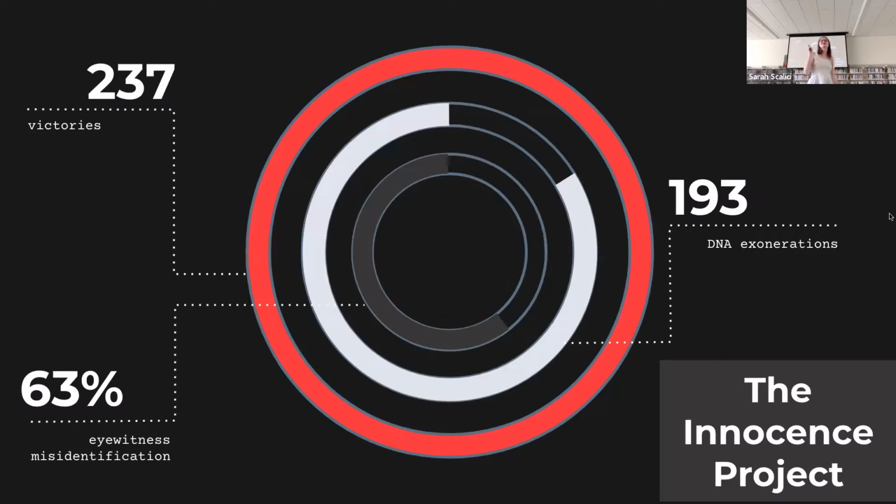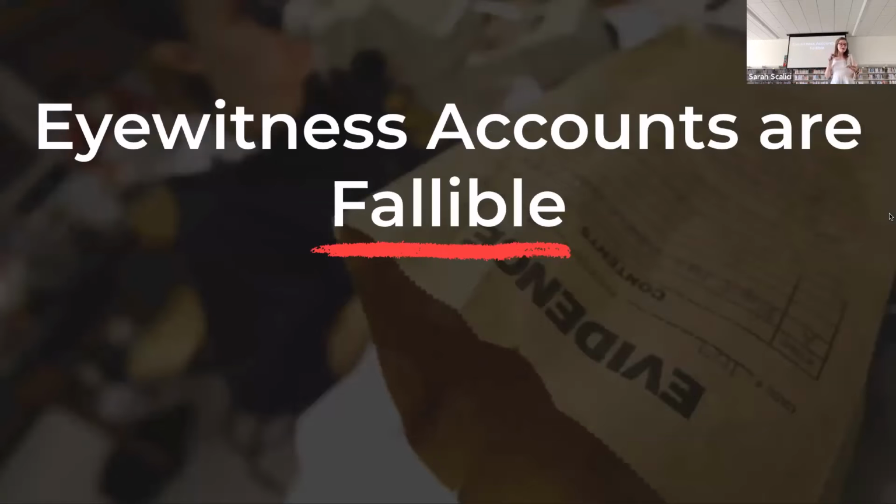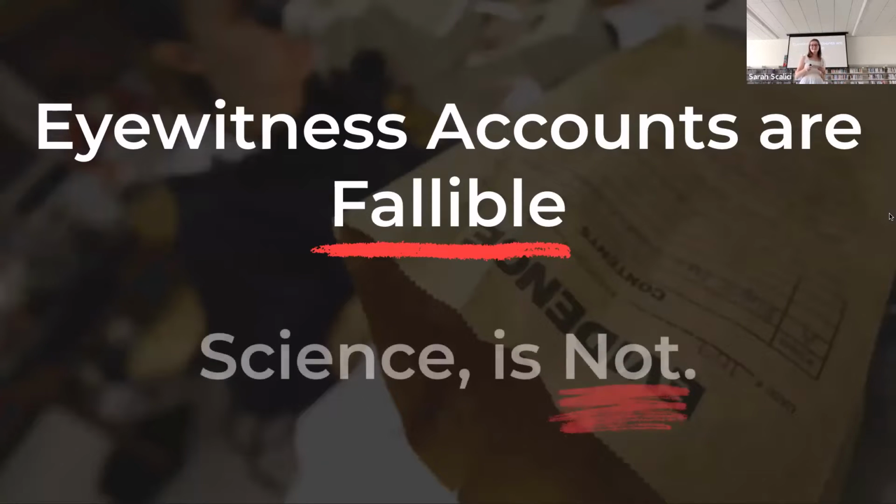So the Innocence Project has had 237 victories as of April 2022, and 193 of them have been because of DNA exonerations. So that's about 81% of all cases, which again goes to show how important forensic science is. And the number one cause of wrongful convictions is eyewitness misidentification, which accounts for about 63% of wrongful convictions. So what does this mean? The bottom line is eyewitness accounts are fallible. They cannot be solely trusted. On the contrary, science is not.